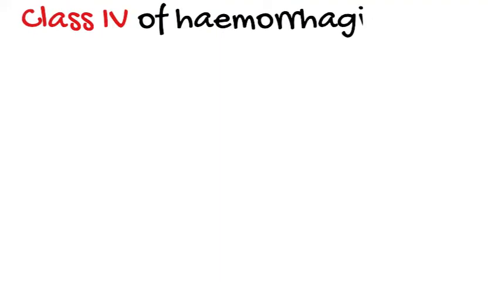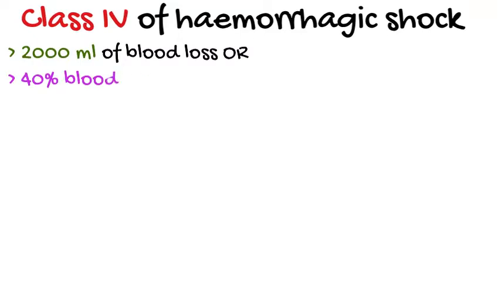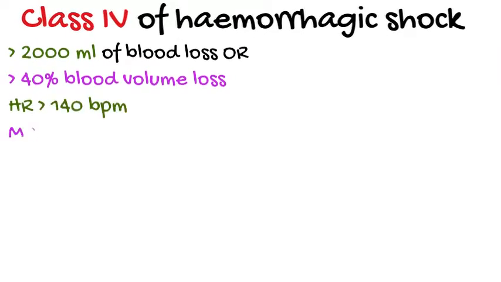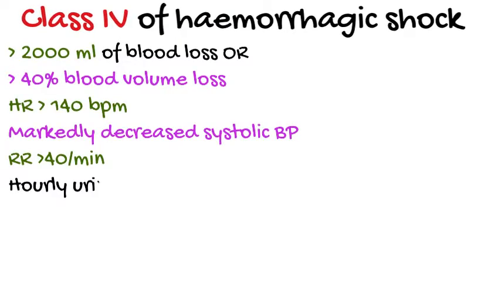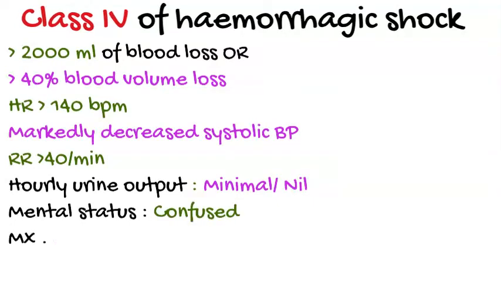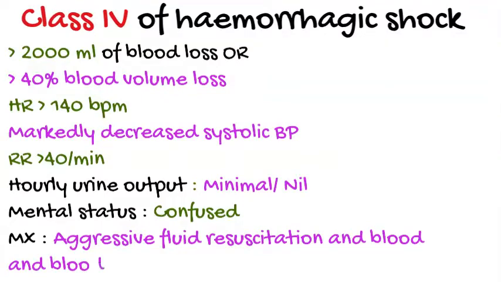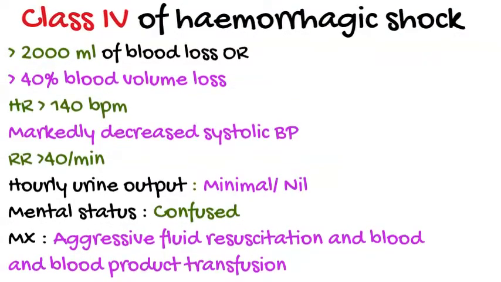And lastly, regarding class 4 hemorrhagic shock, it involves patient loss of more than 2,000 ml of blood, or more than 40% of total blood volume loss. The heart rate is more than 140 beats per minute and there is markedly reduced systolic blood pressure. The patient will be tachypneic with a respiratory rate of more than 40 per minute. The hourly urine output will be minimal or nil.